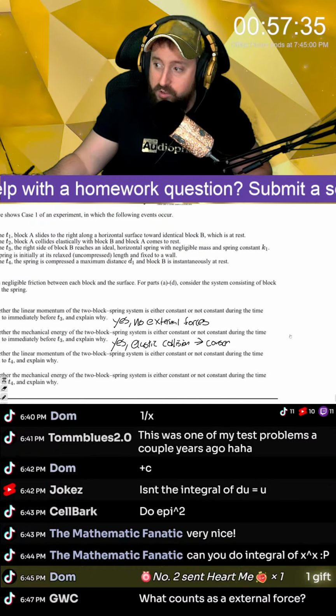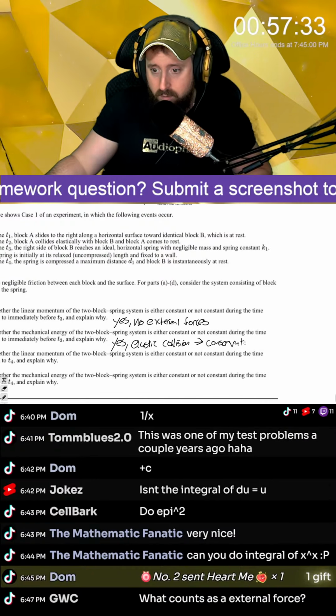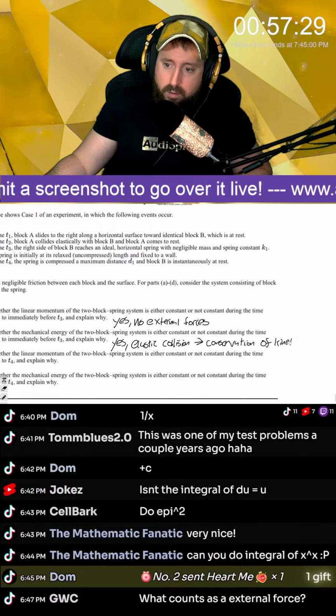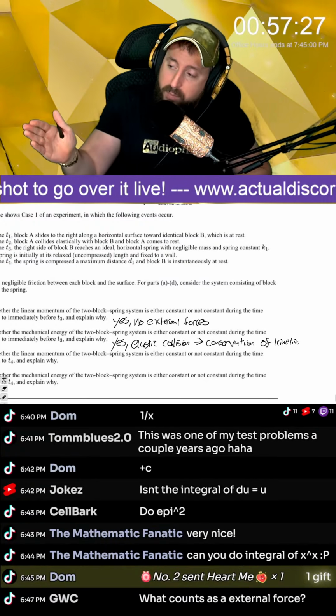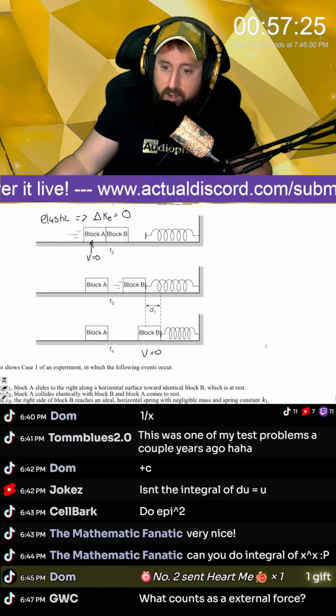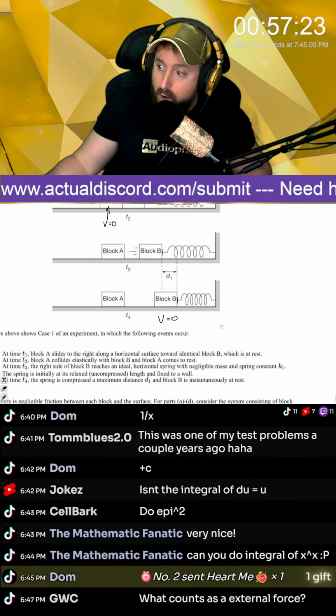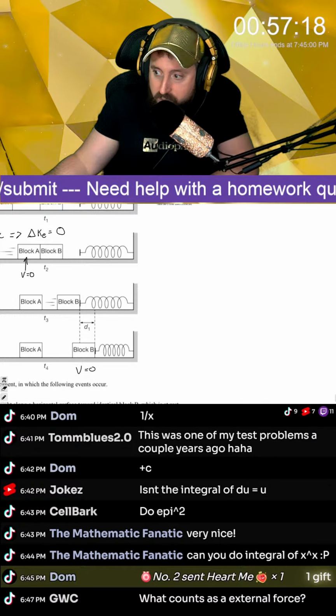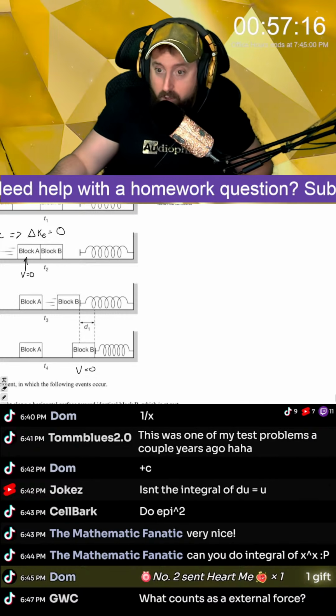What counts as an external force? Anything, honestly. An external force can be like someone pushing on something. It could be like tension in a spring. It could be like tension in a rope. Also, it could be the force of gravity. So if you want to notice something here, GWC, momentum is not conserved when something's falling.